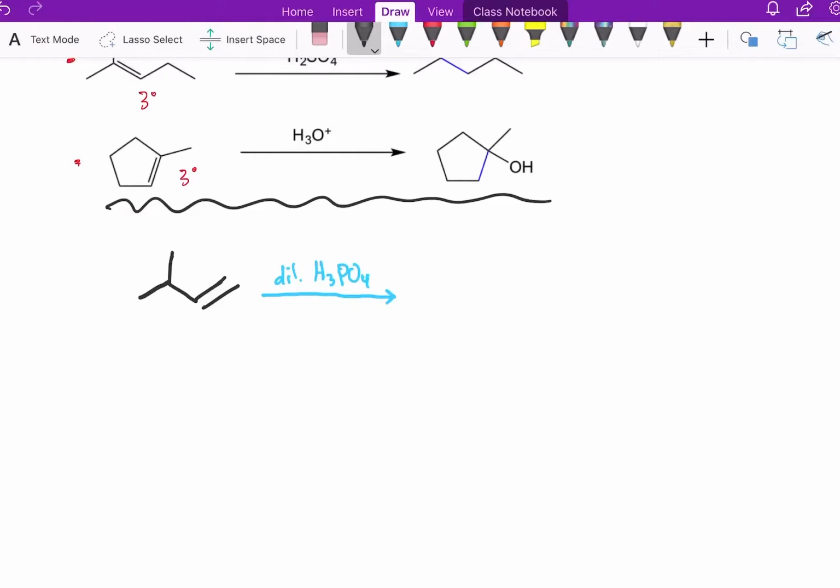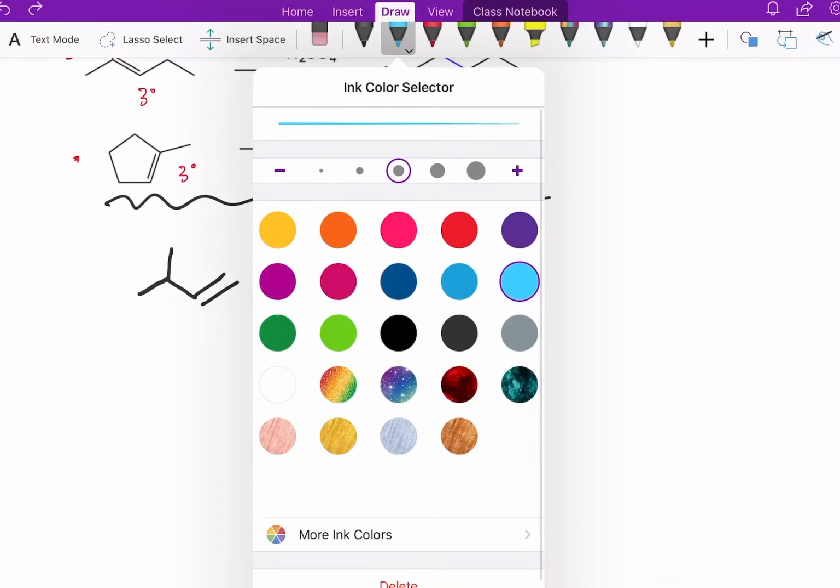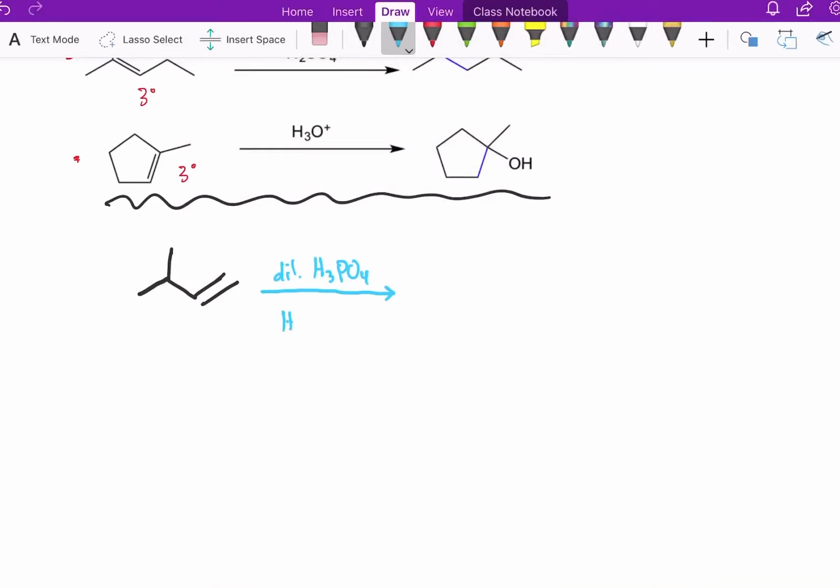So again, when we have dilute H3PO4, that's really forming the hydronium ion species, H3O+, which, to simplify, is giving you H+ and water. And that makes it easier to do our mechanism. So let's look at our first step.